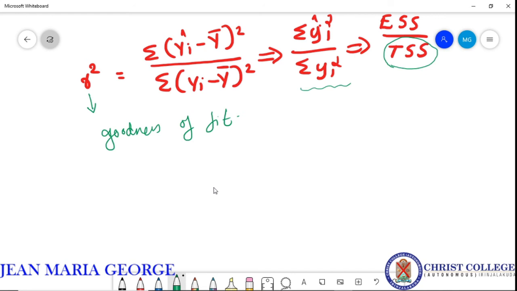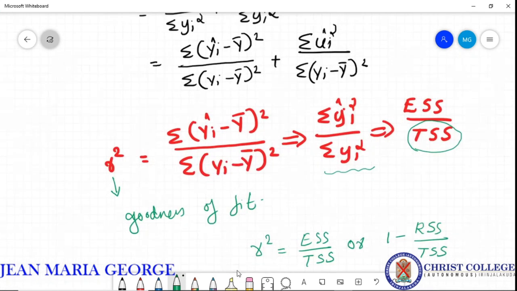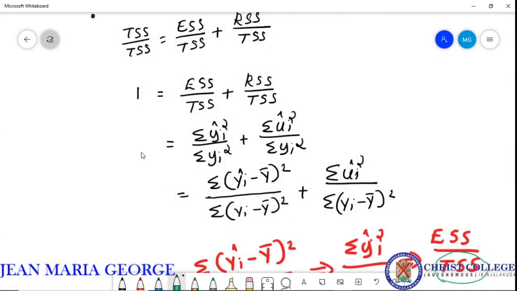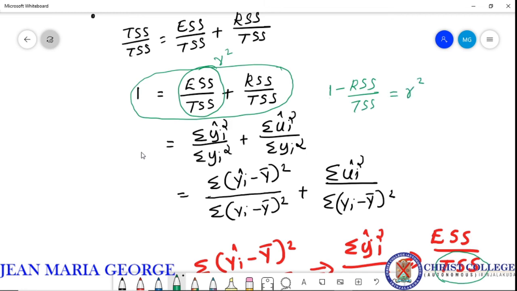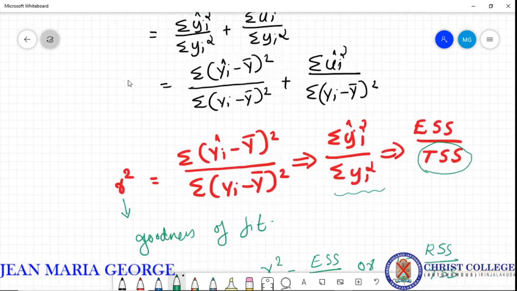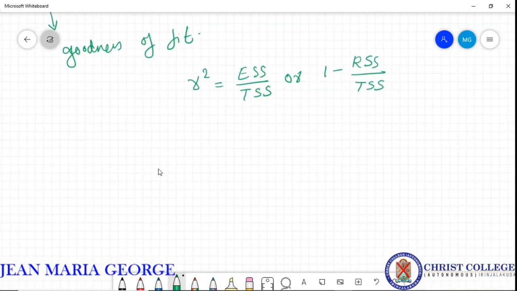So we can also write r square as r square is equal to ESS by TSS, or 1 minus RSS by TSS. Since in the previous case when we divided the whole equation with TSS, we got 1 equal to ESS by TSS plus RSS by TSS, therefore 1 minus RSS by TSS is the r square value. So r square can also be represented as 1 minus RSS by TSS.